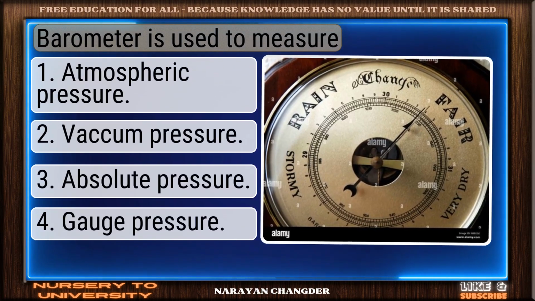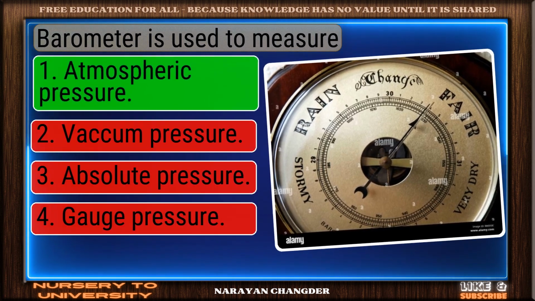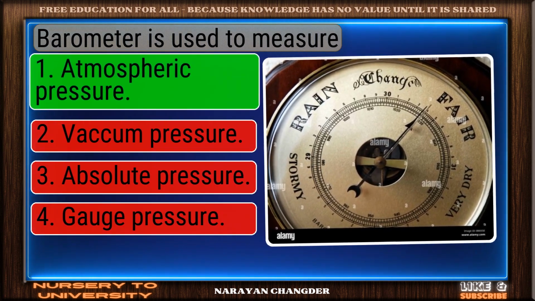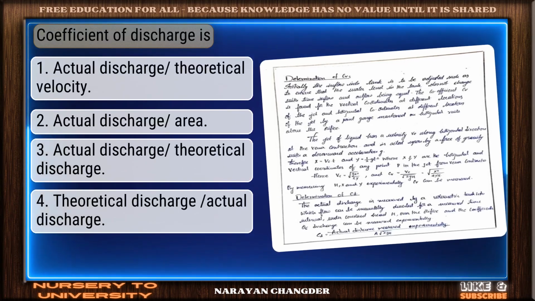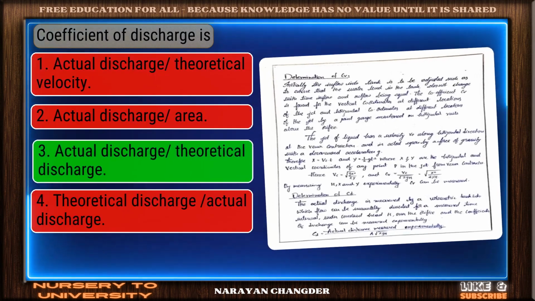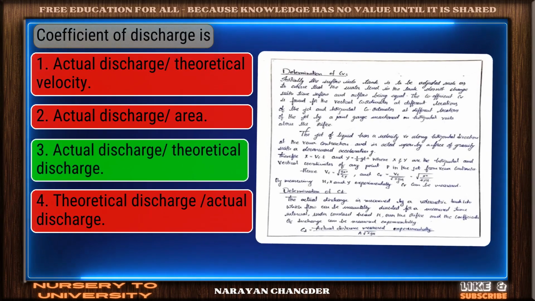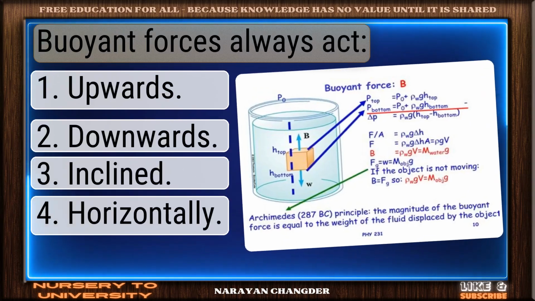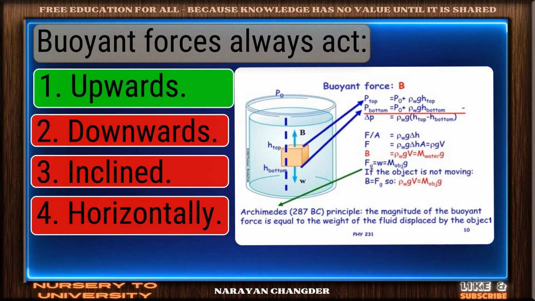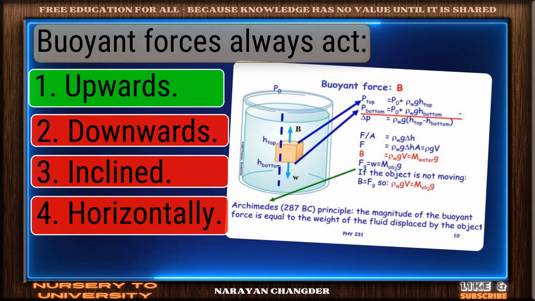Barometer is used to measure. Nice work. You chose atmospheric pressure, and it is correct. Coefficient of discharge is. You chose actual discharge to theoretical discharge, and it is correct. Buoyant forces always act. Good job. Your answer upwards works well here.